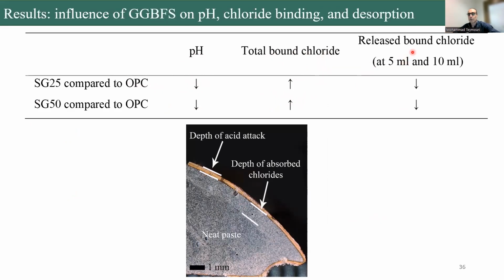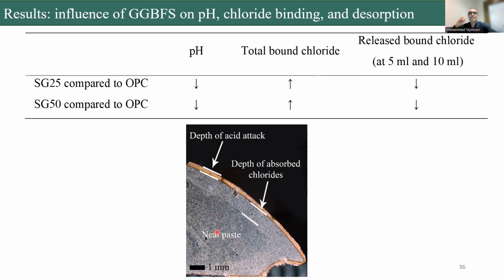And also when it comes to the release of bound chloride, we have lower rates of bound chloride, which is favorable. And this is an observation that we had. So you can see for a very high volume of the acid, or a very low pH, we can see a very corroded layer on the top. This corroded layer is very porous. And then we can see another layer here that we guess is the depth of the chloride penetration, and we have a neat paste.